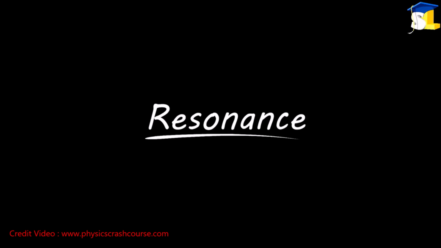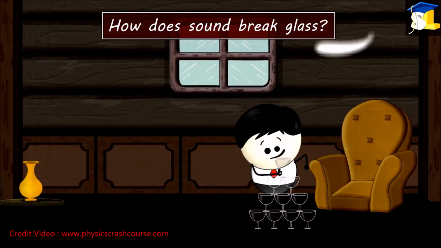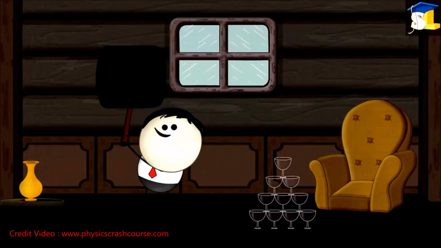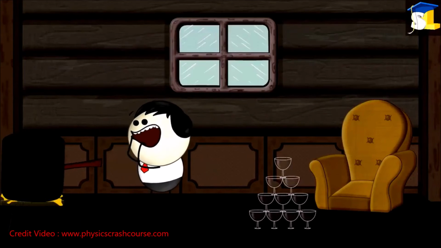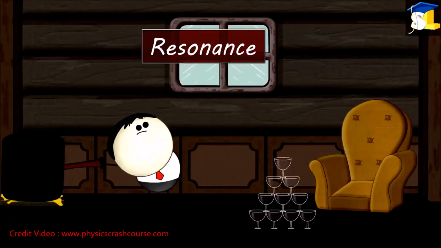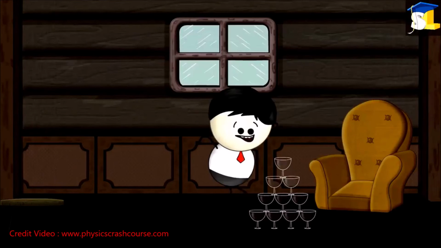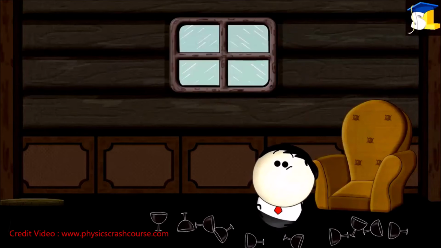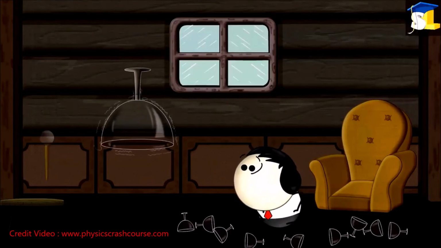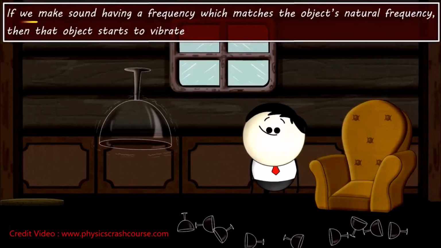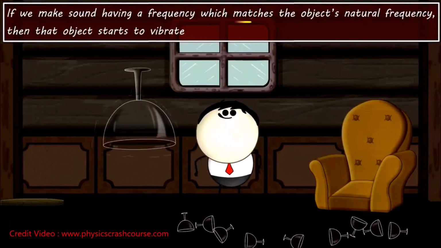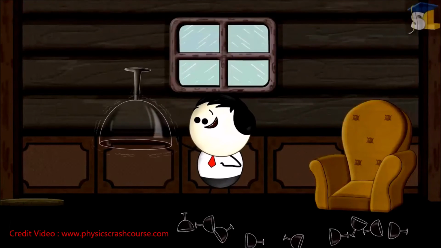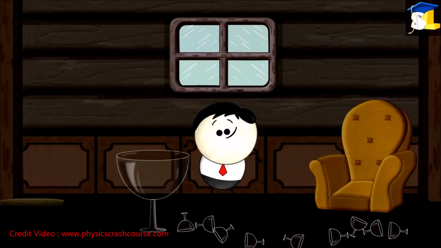Topic: resonance. How does sound break glass? Obviously using a hammer. Nah. It is because of resonance. I know. Resonance means to keep calm and balance. No. Wait, I'll explain. Every object when struck vibrates at its natural frequency. If we make sound having a frequency which matches the object's natural frequency, then that object starts to vibrate. This phenomenon is called resonance.